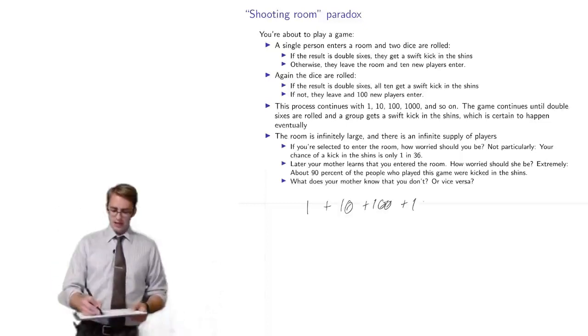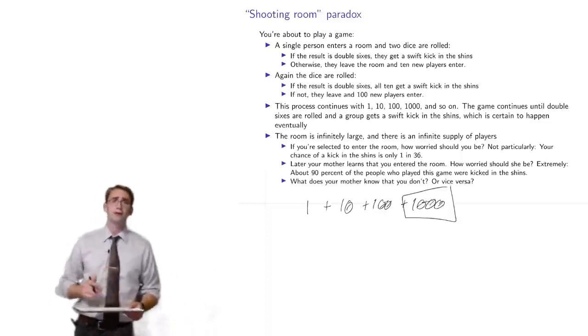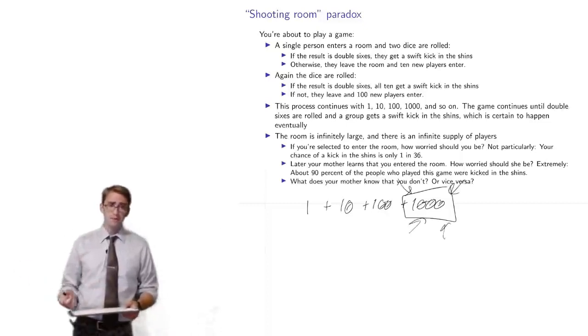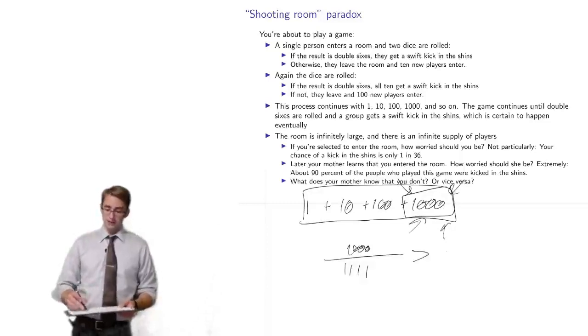And then for want of anything else, we'll say that on the fourth round of the game, with 1,000 people, you then have double sixes, and all these 1,000 people get a swift kick in the shins. Well, how many people got a swift kick in the shins? 1,000 of them did, divided by how many total players did you have? Add these numbers up. All in all, it's 1,111, which is greater than 90%.